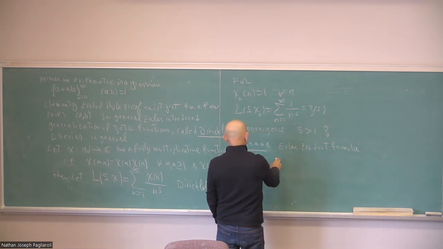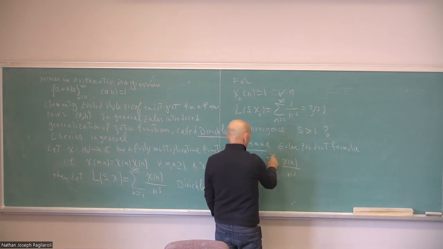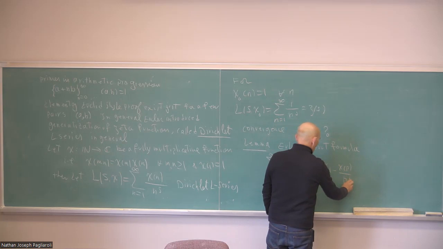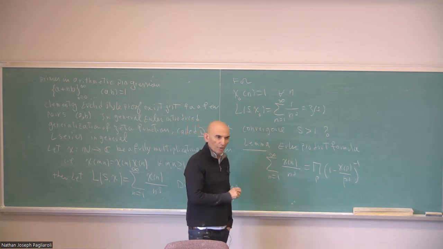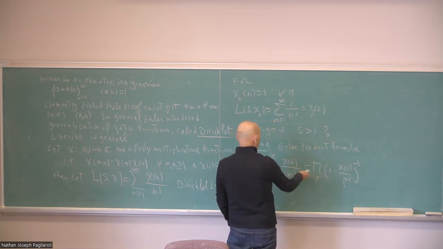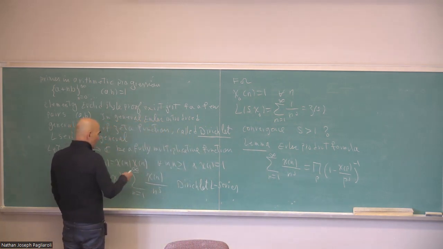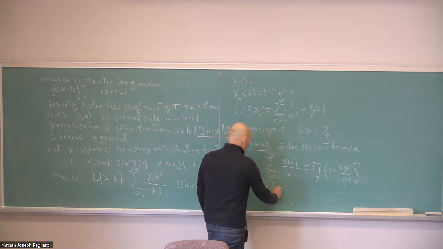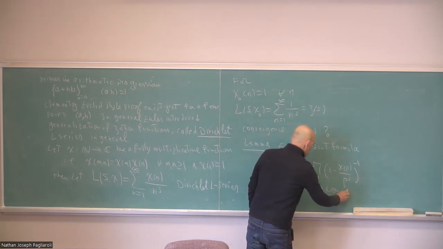In the sense that the sum of chi(n) over n to the s, from 1 to infinity, is again the product of 1 minus chi(p) over p to the s, to the power minus 1. So this extends the Euler product formula to all multiplicative functions like this. Now, the proof of this is exactly the same as the proof of the Euler product formula for zeta functions. So the proof is completely similar to the zeta(s) case.